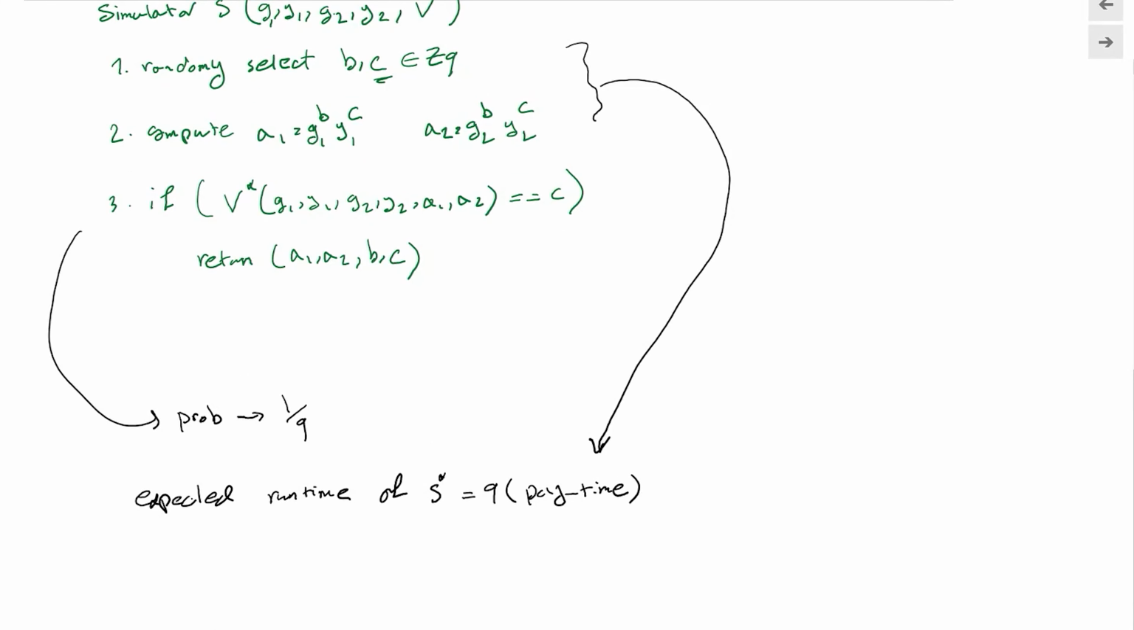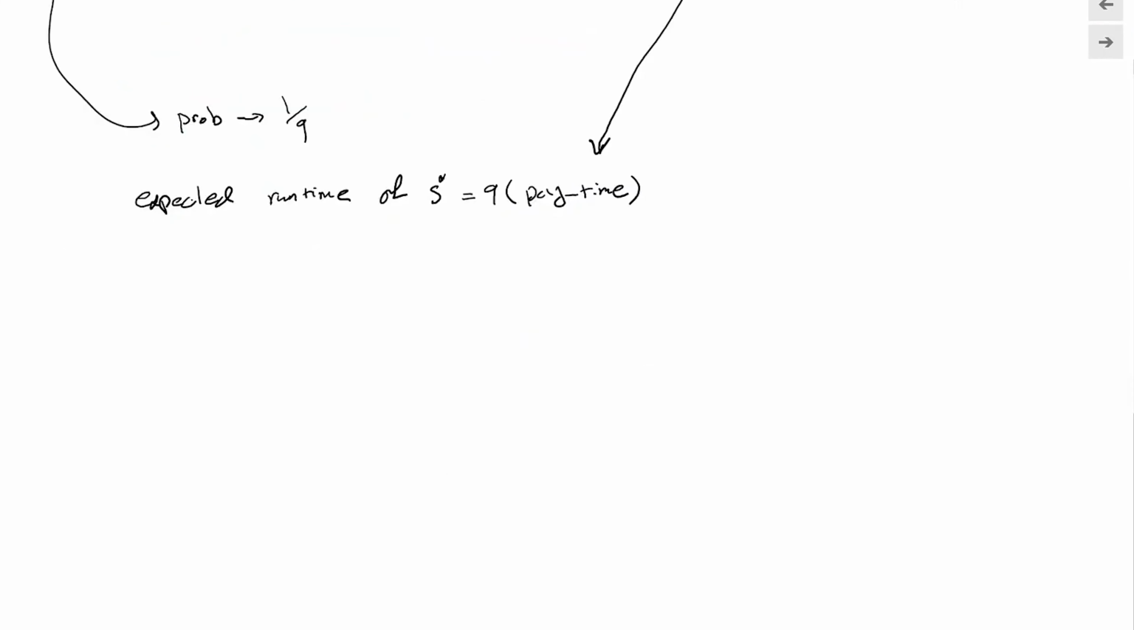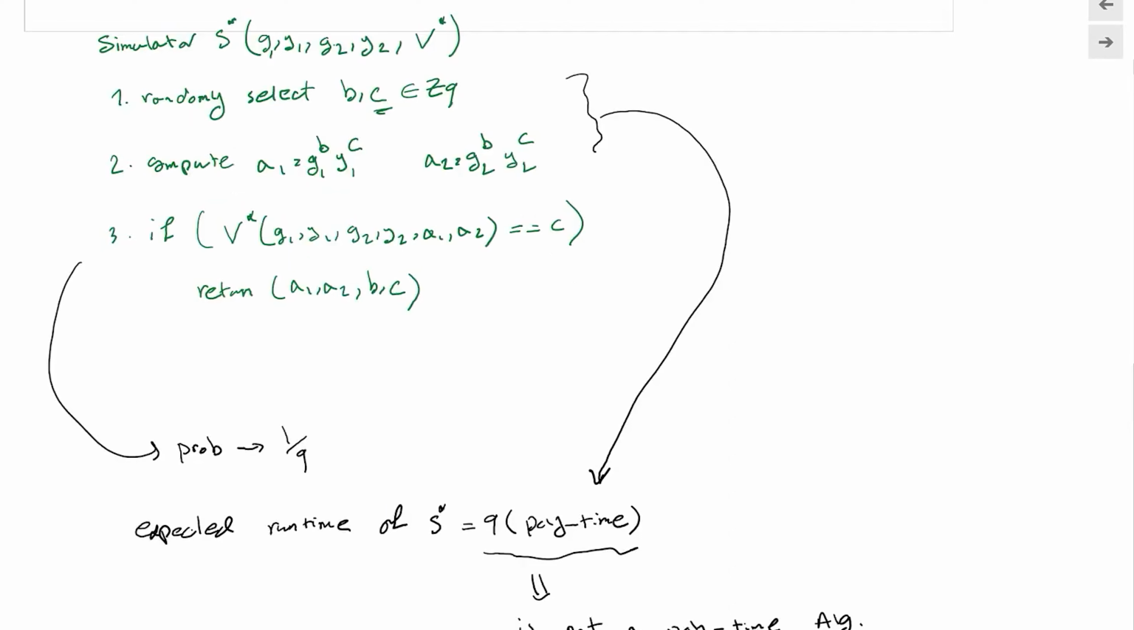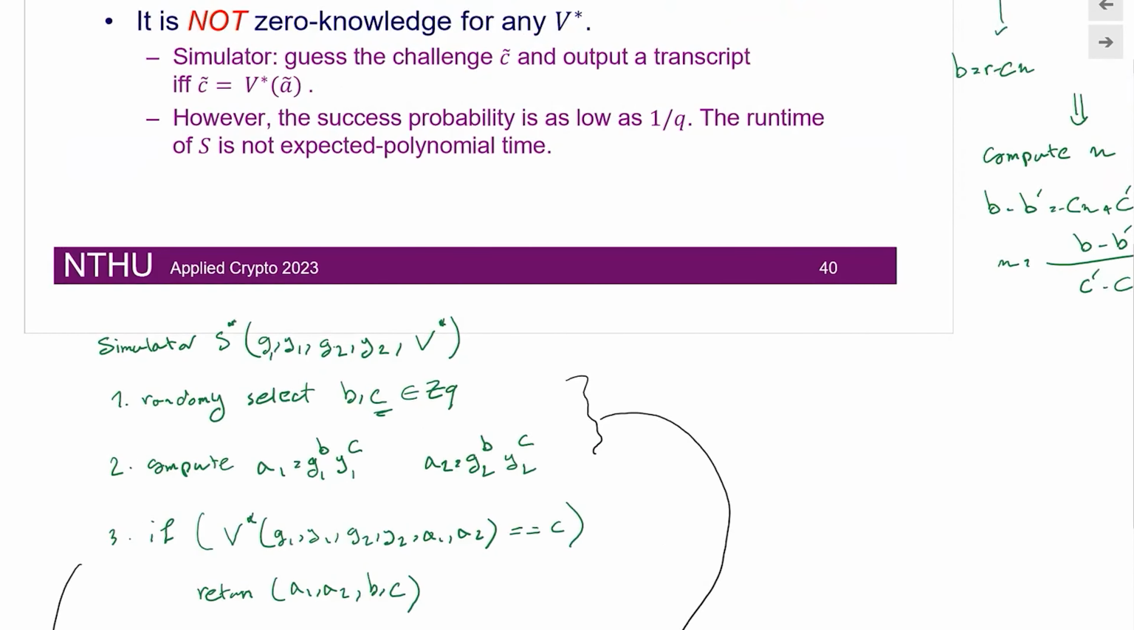So we know that lines 1 and 2 are polynomial time computations, but when you multiply by the exponential number, they are not polynomial. So this thing is not a polytime algorithm, right? And therefore we are not able to show that this is a zero knowledge proof.